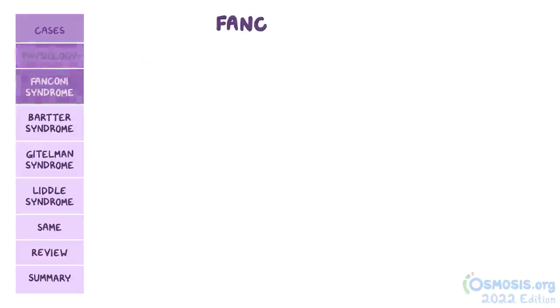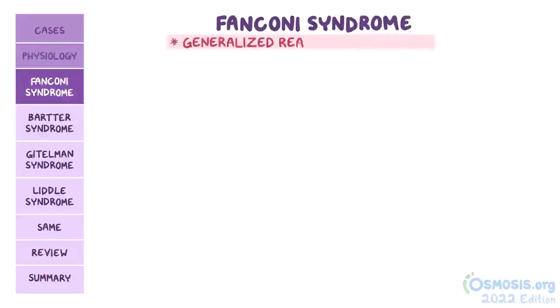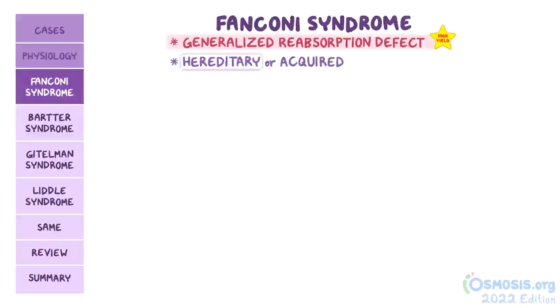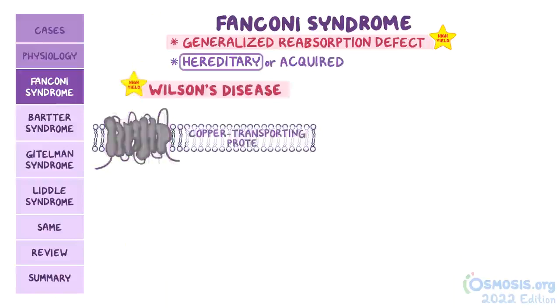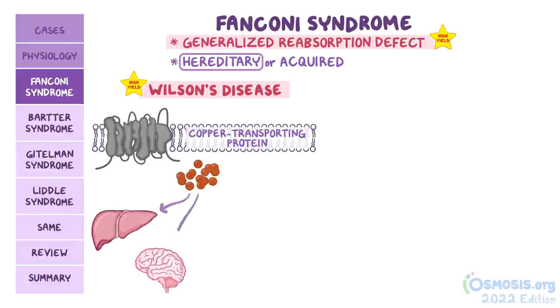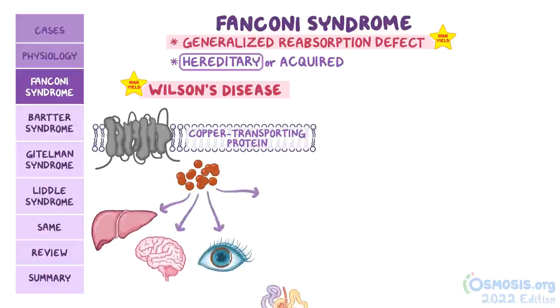Let's start talking about Fanconi syndrome, which is a generalized reabsorption defect in the proximal convoluted tubule. Now, Fanconi syndrome can be hereditary or acquired. Hereditary Fanconi syndrome can be caused by inherited disorders like Wilson's disease. With this disease, there's a defect in the copper-transporting protein, and this leads to accumulation of copper in various tissues. It primarily affects the liver, but other organs like the brain, cornea, and the kidney's proximal convoluted tubule are also affected. The latter can lead to Fanconi syndrome.